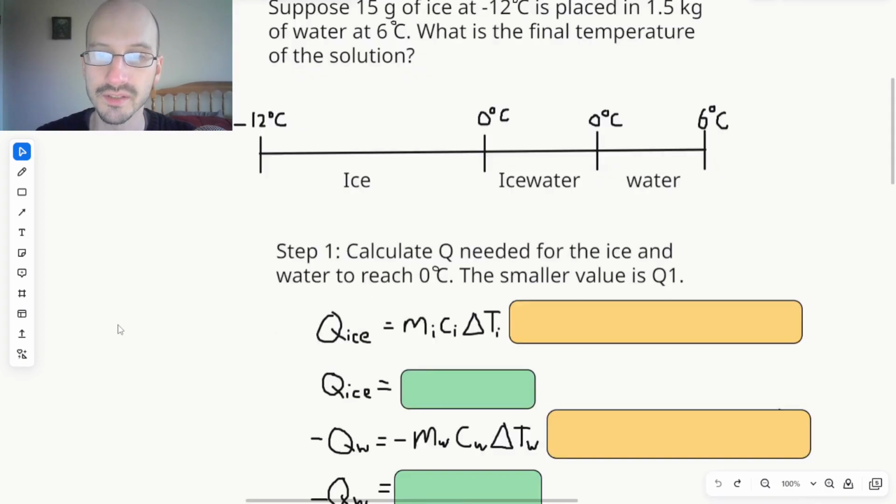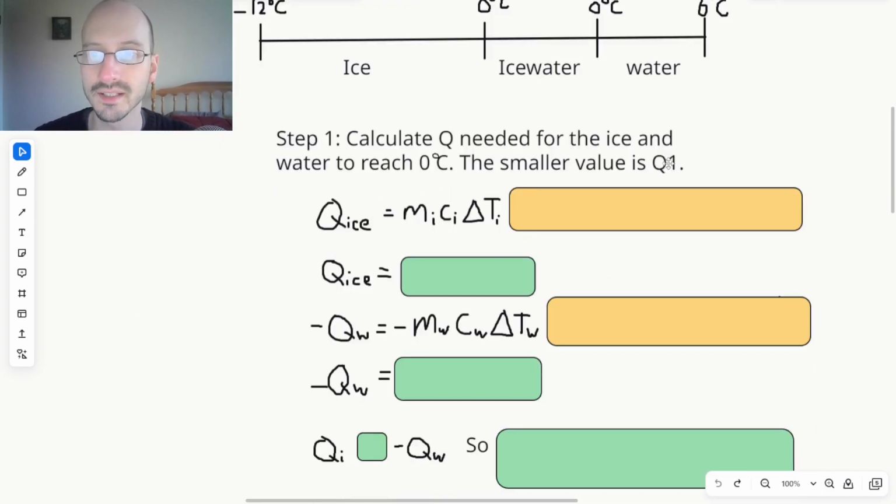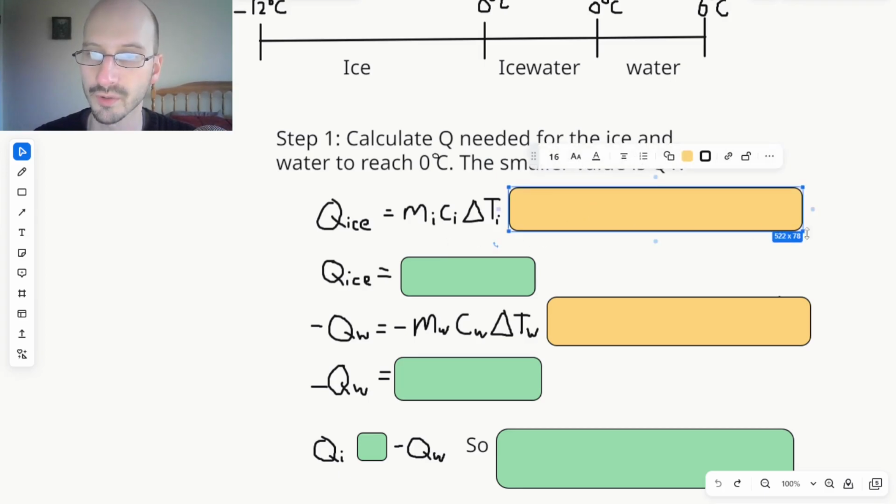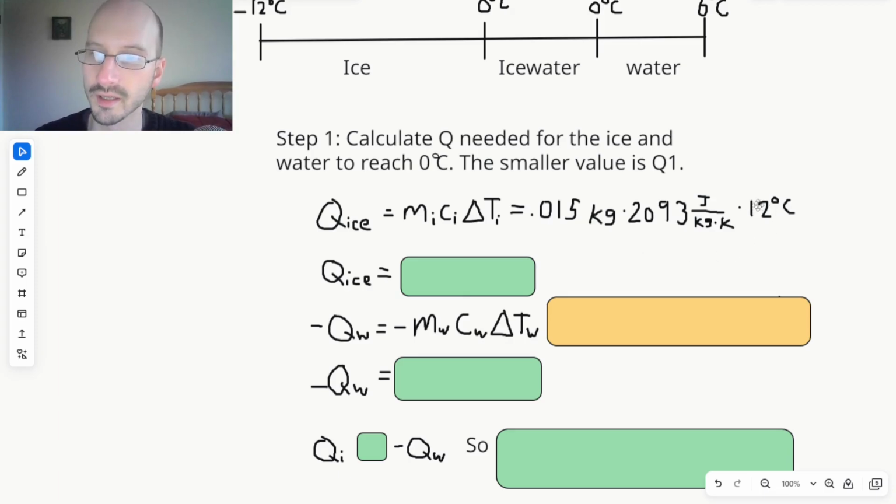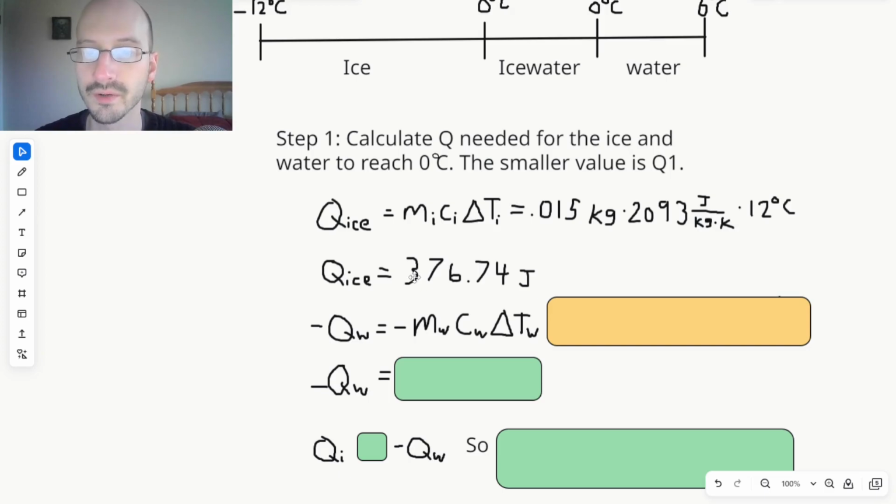And the way we do this is step 1, we calculate the heat needed for the ice to reach melting temperature and the water to reach freezing temperature. And the smallest of these values we call Q1. That is the heat during the first stage of this process. So the heat required to raise the ice is mass times specific heat times the change in temperature, of course, which we plug in the numbers, and we get a value of 376.74 joules.